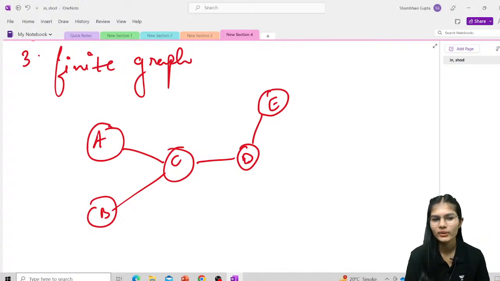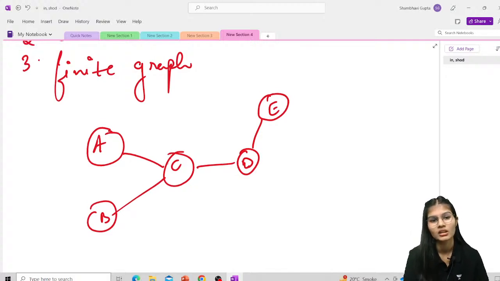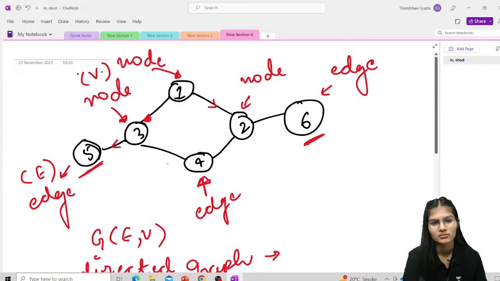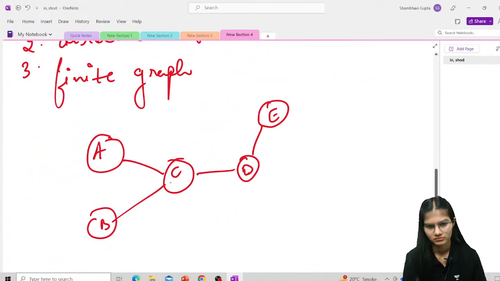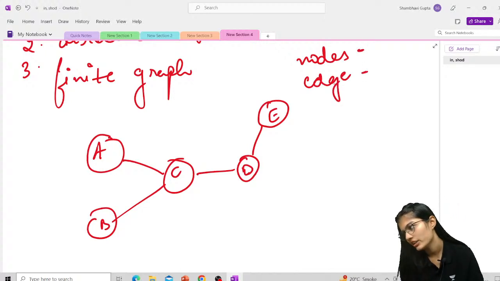Now, you can count how many nodes and how many edges you have over here. Let me know, everyone. Count the total number of nodes and the total number of edges in this graph. I already told you what the nodes are and what the edges are. Confirm to me the total edges and nodes. Total how many nodes, how many edges?